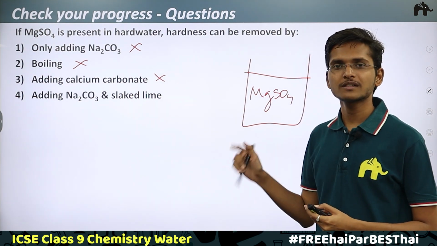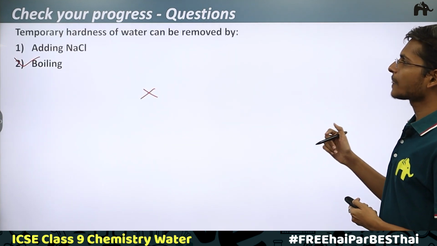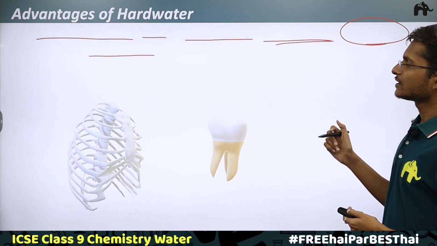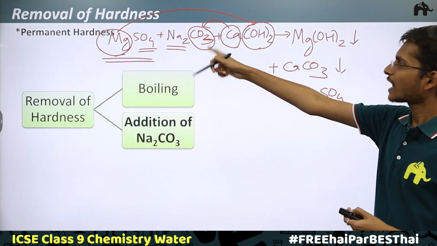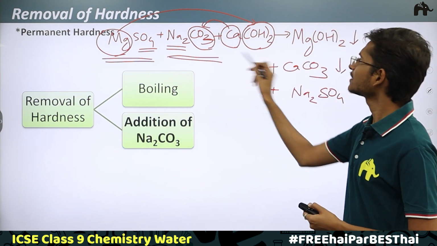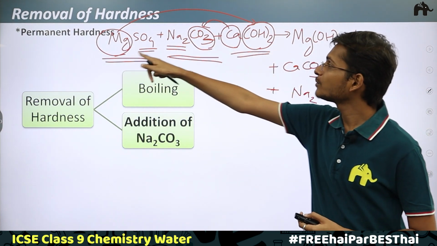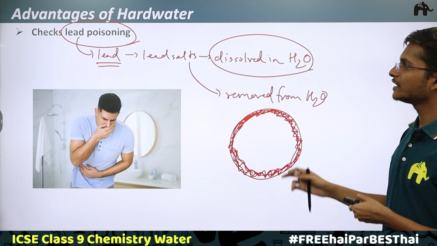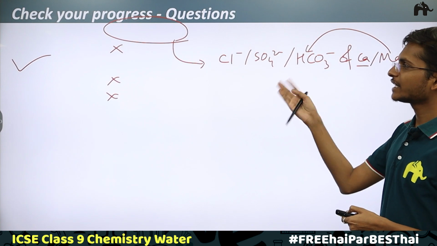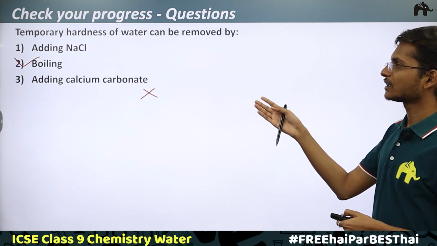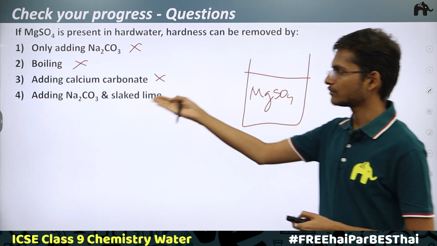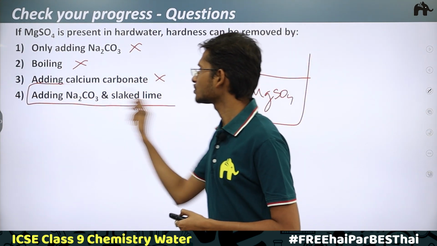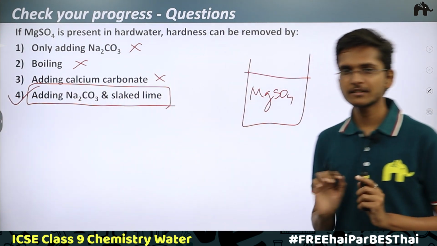Yes, it's the correct option, because we have seen the reactions regarding the hardness of the water. We add slaked lime along with sodium carbonate in order to remove magnesium sulfate completely. Our question was also dealing with the same thing, how we can remove the magnesium sulfate from the water. So we can remove it by adding sodium carbonate along with slaked lime. Clear with the answer?